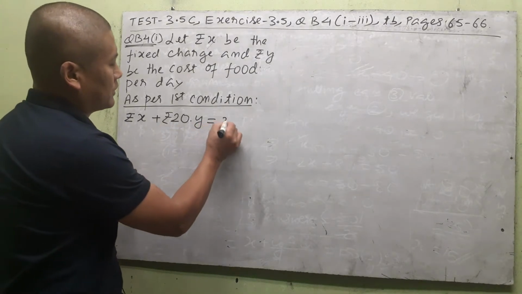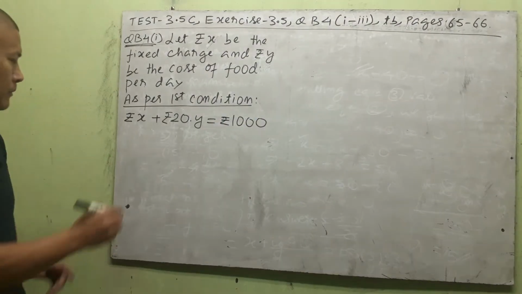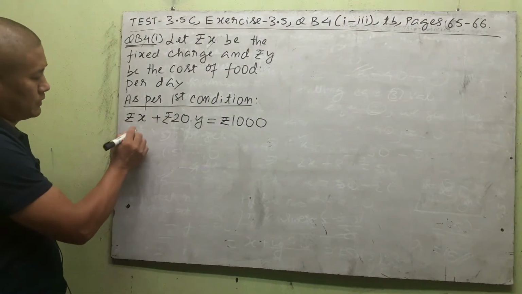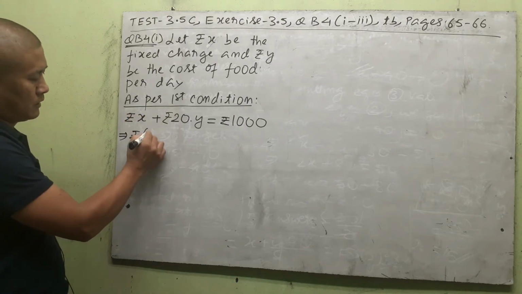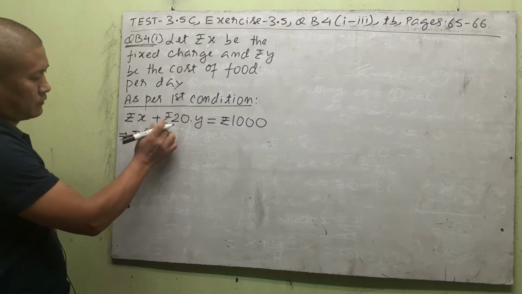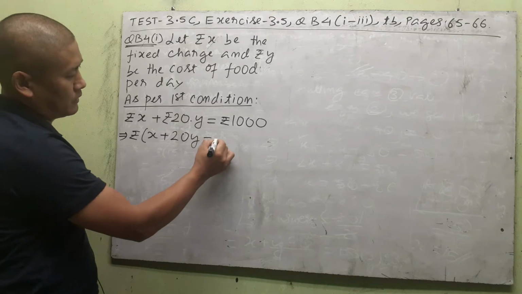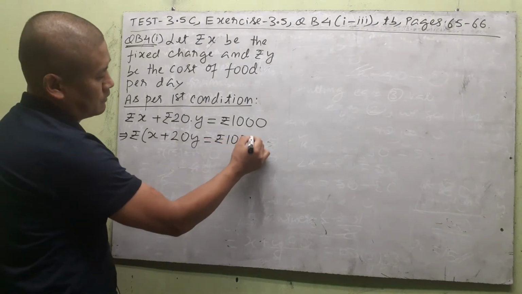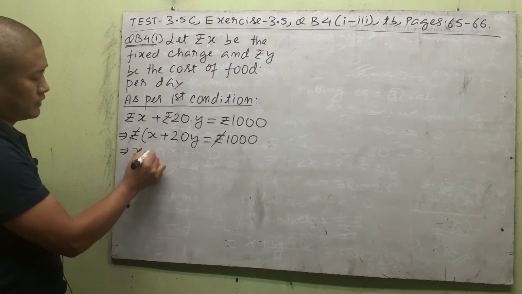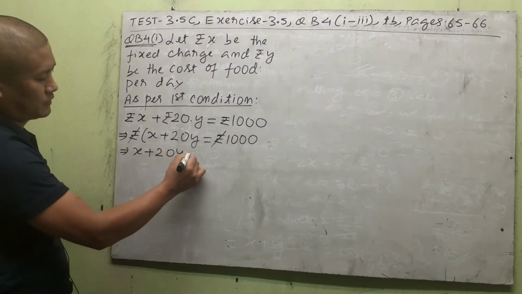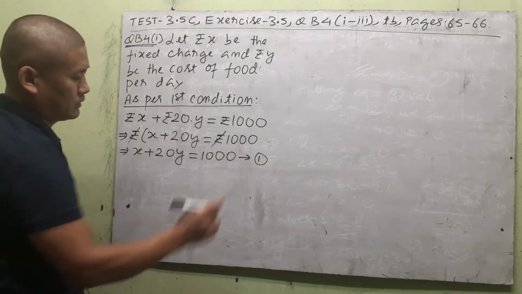Total is equal to rupees 1,000, the question is saying, right? So if you take rupees common in both terms out of the bracket, then inside X plus rupees has gone out of the bracket, so only 20Y left, and here rupees 1,000. So the rupees and rupees cancel, which means your first linear equation as per first condition can be formed as X plus 20Y is equal to 1,000.